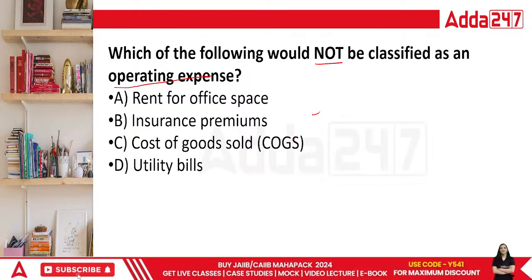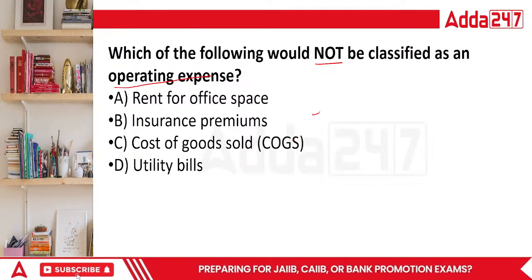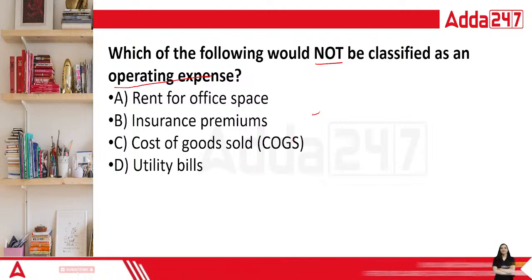Then comes rent for the office space. Till the time we do not have the rent, I think we cannot work. Next point is insurance premium. Then the next part is cost of goods sold or utility bills.